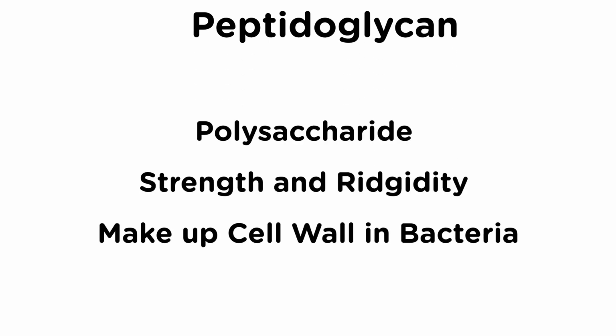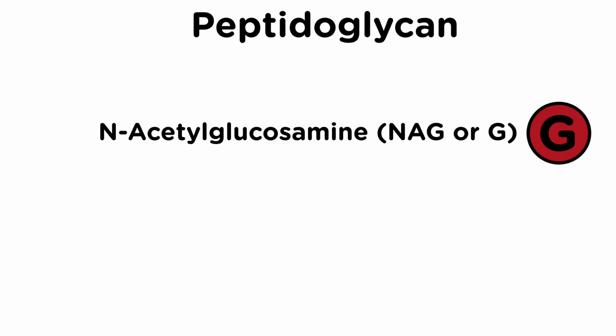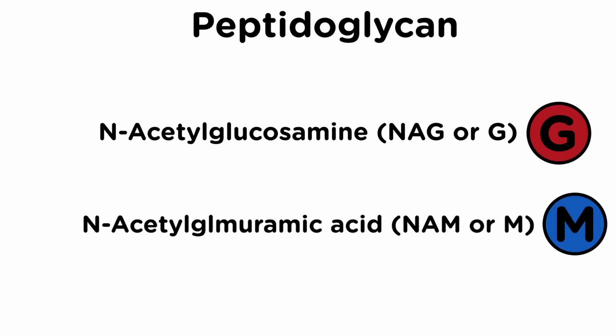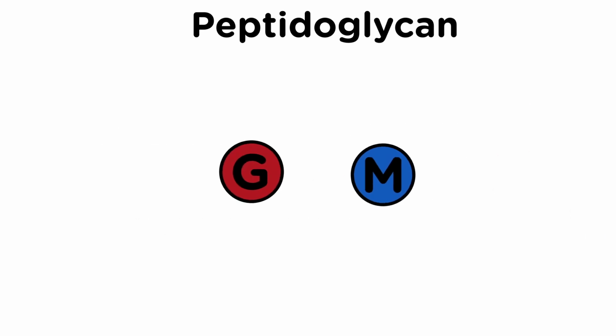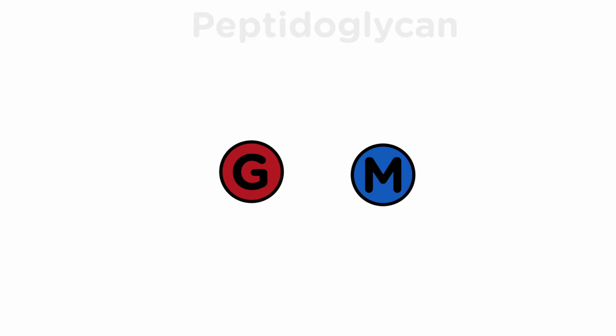Now, what is peptidoglycan anyways? Peptidoglycan is a polysaccharide layer that provides strength and rigidity. It's what makes up the cell walls of bacteria. There are several components to peptidoglycan. First, there is N-acetylglucosamine, shortened to NAG or just G. Then there is N-acetylmuramic acid, shortened to NAM or just M. NAG and NAM are the two saccharides that make up the polysaccharide. NAG and NAM molecules are covalently bonded to each other with beta-1,4 linkages.